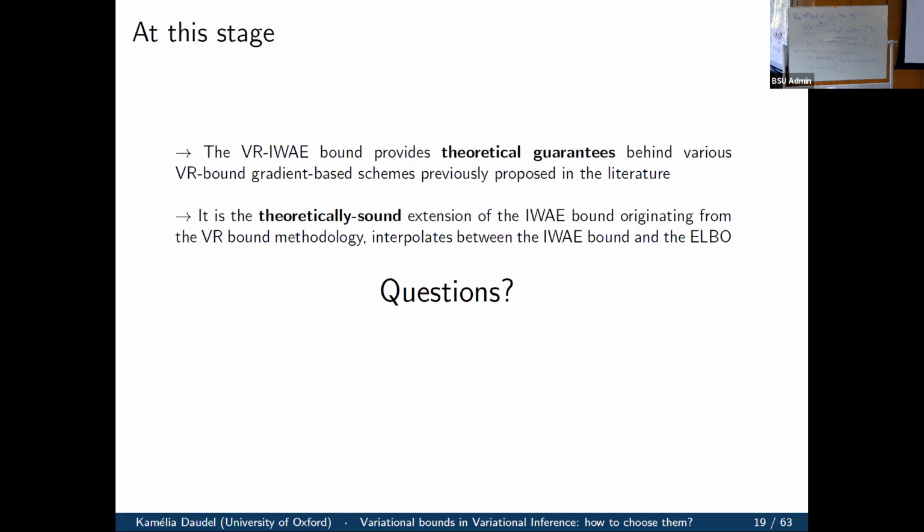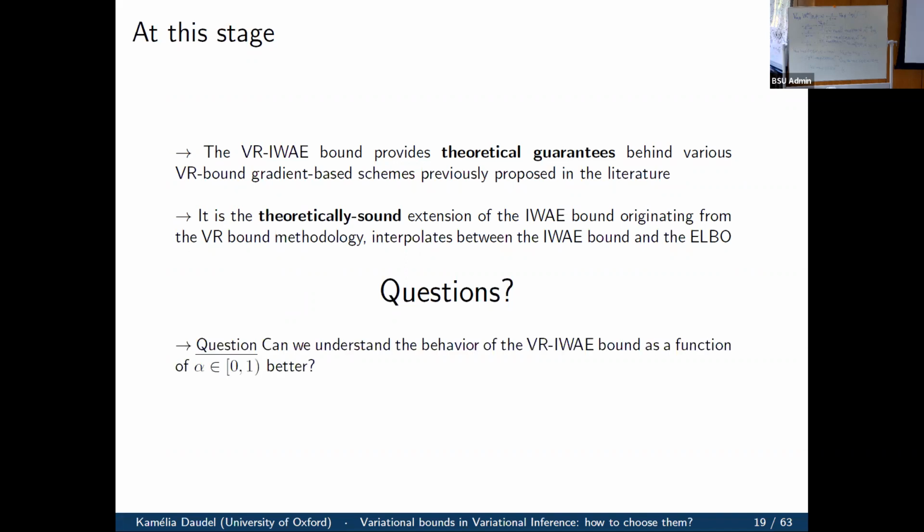If you have no questions, I have one: now that we have this VREY bound, are we able to understand a little bit better its behavior as a function of alpha? Because I've been telling you alpha seems to play a role. Can we get some insights about it? I suggest we take a short break, because it's a good point to break. We come back in five minutes. Sounds good? And if you've got any questions in the meantime, please feel free to ask them.